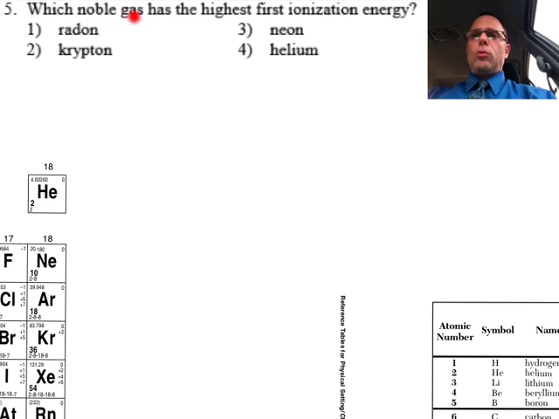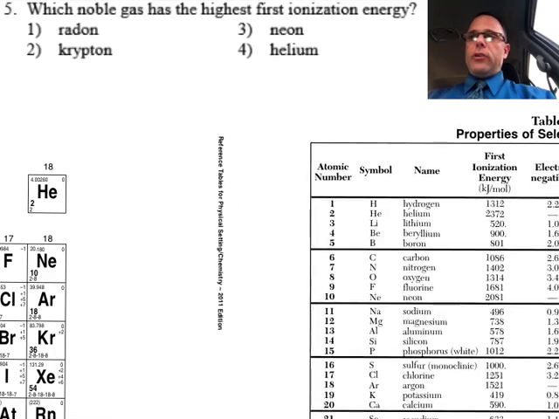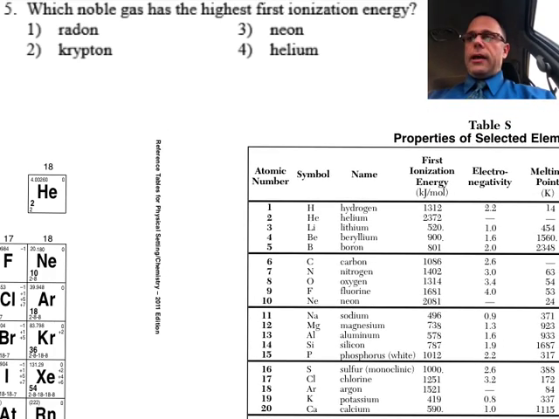All right, question 5. Which noble gas has the highest first ionization energy? Well, we know that group 18 elements, the ones going up and down in this column, are our noble gases. And we know that we can find our values for first ionization energy on Table S. So that's Table S right here. Neon is atomic number 10, and its first ionization energy is 2081. Argon is right down here, and it is 1521. Now, I'm not ignoring the units. It's kilojoules per mole, which is noted right here.